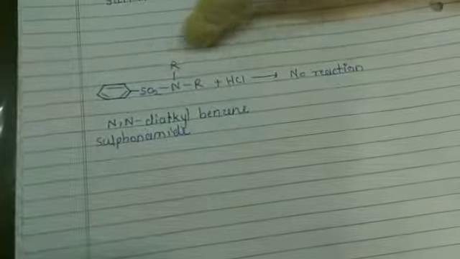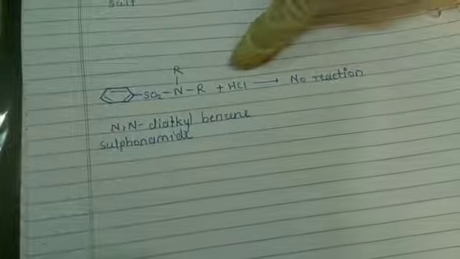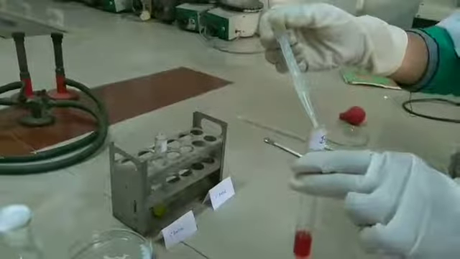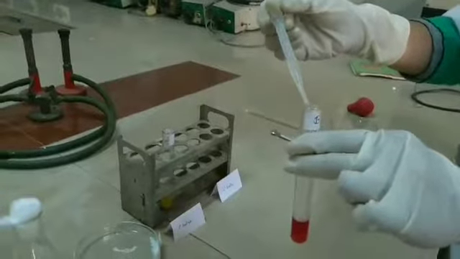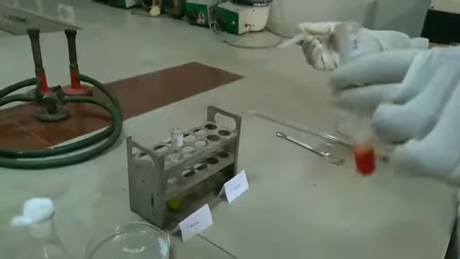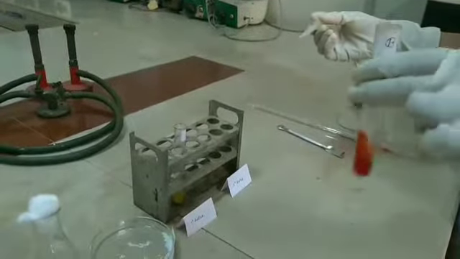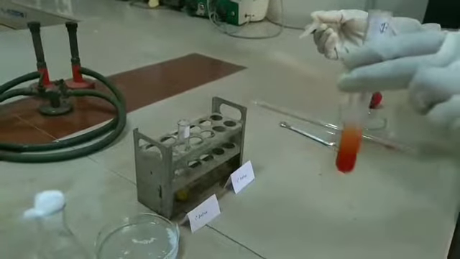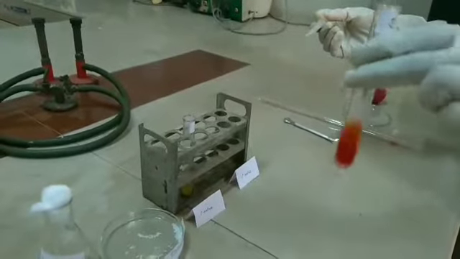The salt formed by the secondary amine is further reacted with HCl, which gives no reaction. Addition of HCl to test tube B. So the precipitate of the salt is not dissolved in HCl.